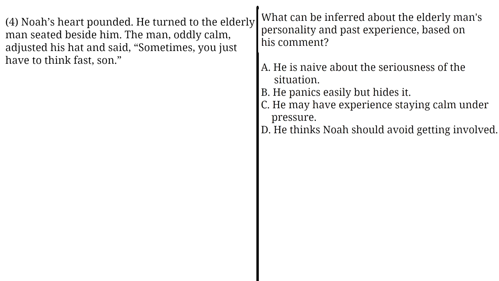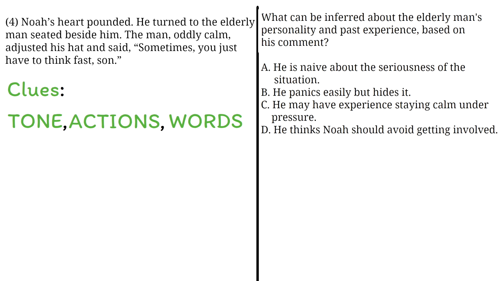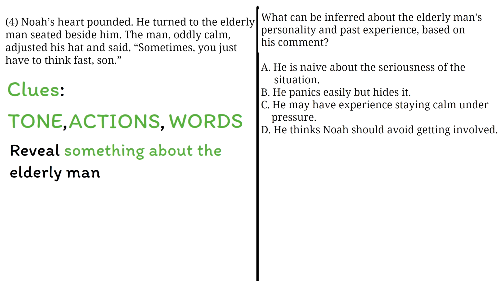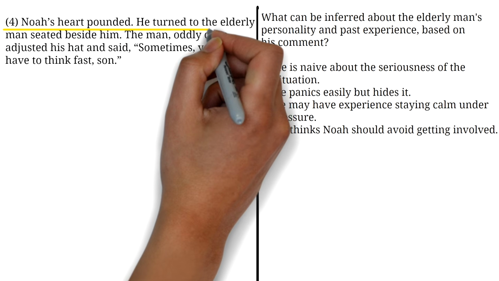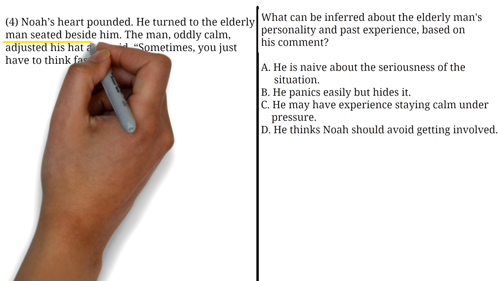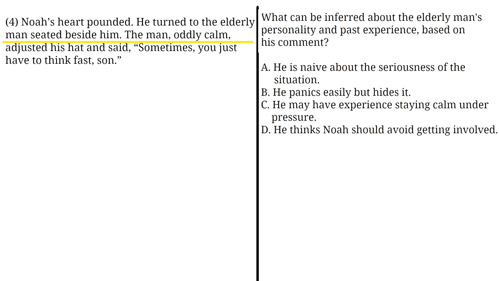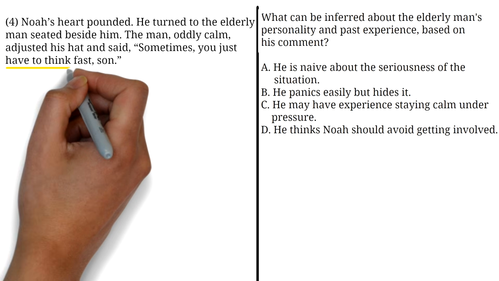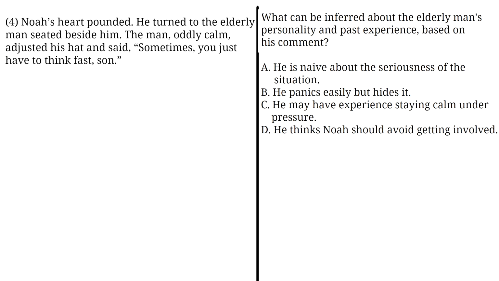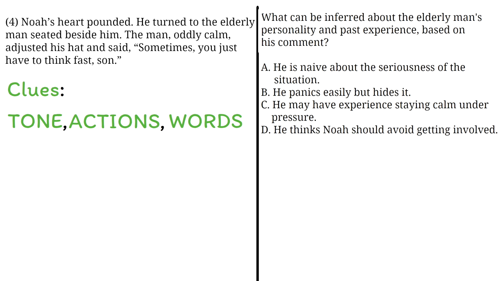Now let's read paragraph 4 and analyze it to find clues surrounding the elderly man's comment. The clues we will be looking for are his tone, actions, and words that reveal something about the elderly man. Paragraph 4 reads, "Noah's heart pounded. He turned to the elderly man seated beside him. The man, oddly calm, adjusted his hat and said, 'Sometimes, you just have to think fast, son.'" So in the fourth paragraph, we find the clues based on his tone, actions, and words.